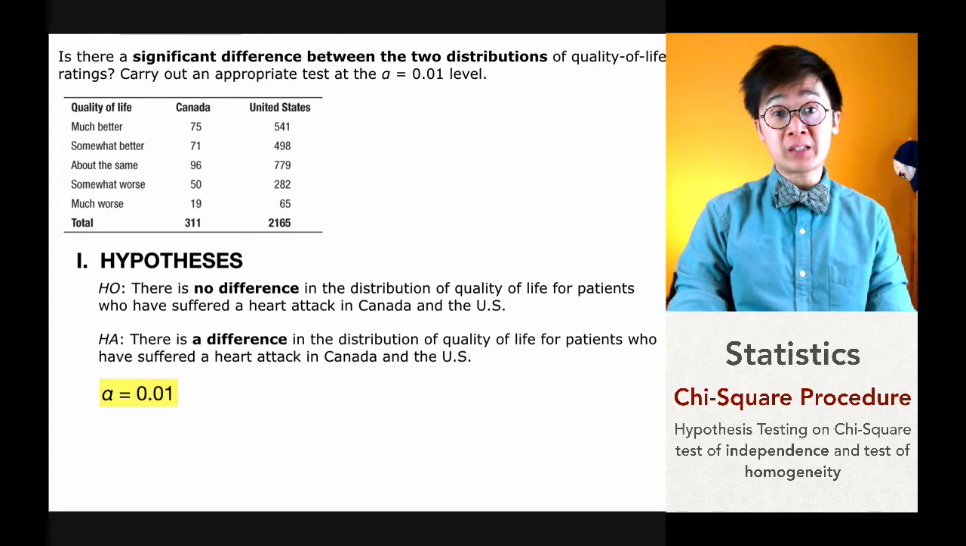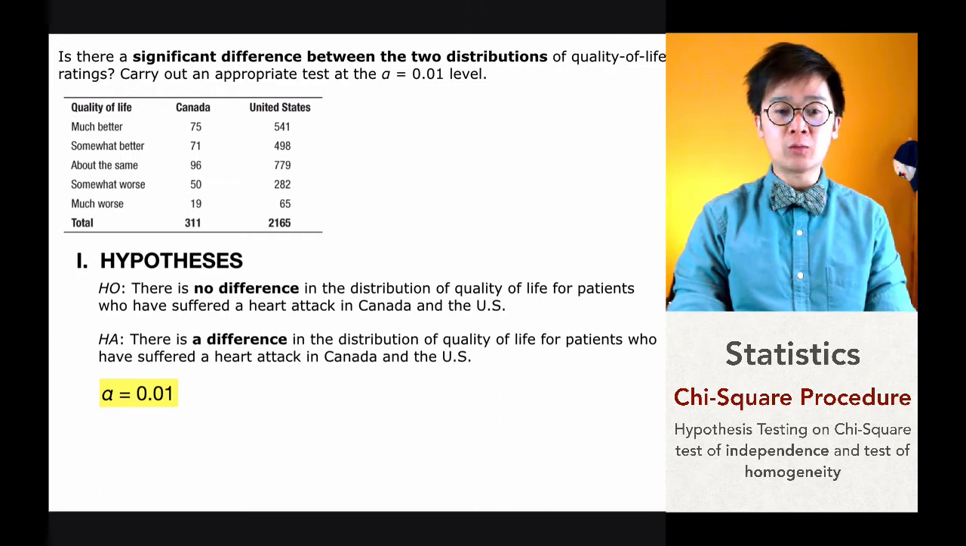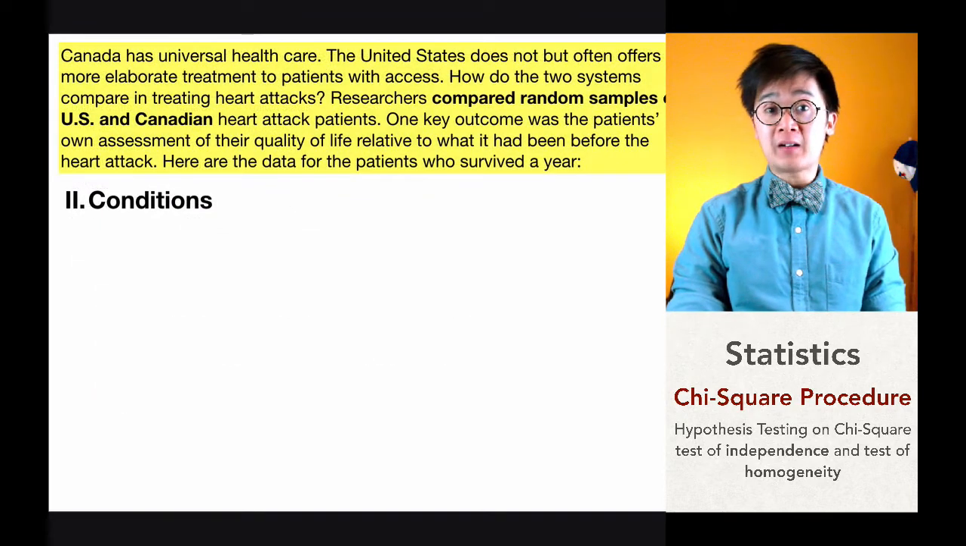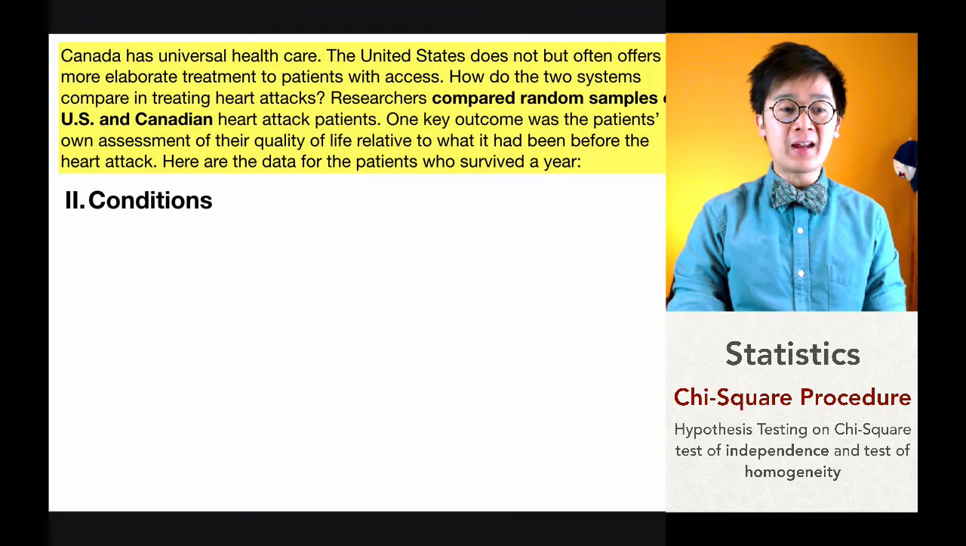And the next procedure that we're going to be working on will be the conditions for our hypothesis testing. Just like any hypothesis test, we need to check our conditions for normality, independence, and random sampling. So going back to the first paragraph in our case, we'll be able to find the information that we need for our conditions, starting with the randomness of our sample.